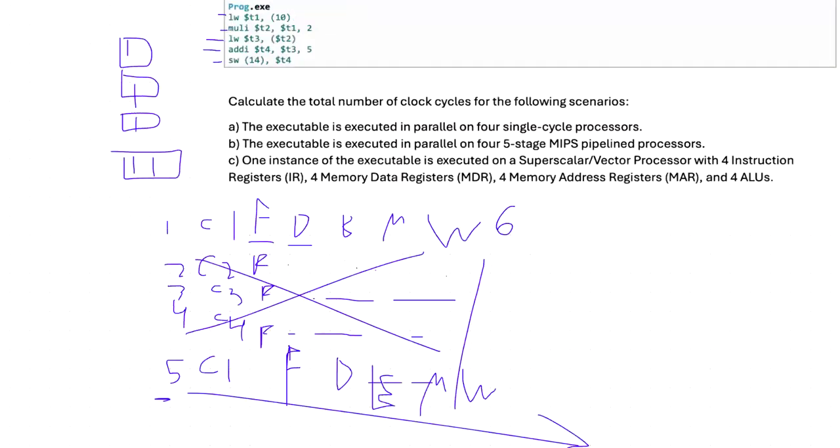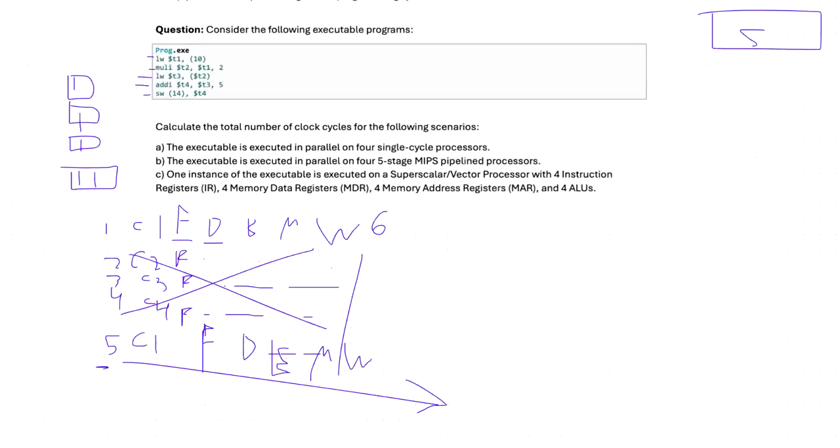And then the last part is one instance of it executed on a superscalar vector processor with 4 instruction registers, 4 memory data registers, 4 memory address registers, and 4 ALUs. Okay. So that's quite literally the superscalar that we did before. Yeah, that's pretty much the same thing here. The only thing is that we don't have 5-stage, because it's not the same as before.